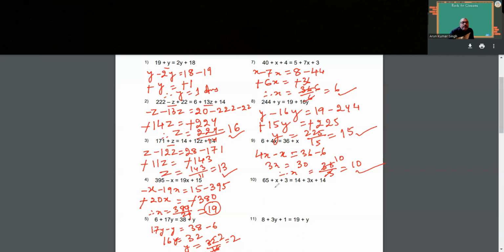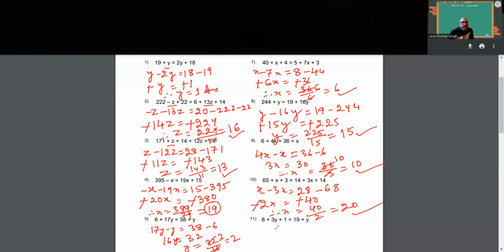Last two sums are there. So here 65 plus x equals 3. So here this is x minus 3x, and that is equal to 14 plus 14 is 28, minus 65 plus 3 is 68. So this is minus 2x, and that is equal to 28 minus 68. It will be minus 40. So this is cancelled. So now x will be equal to 40 by 2, and that is 20. So 20 is my answer.